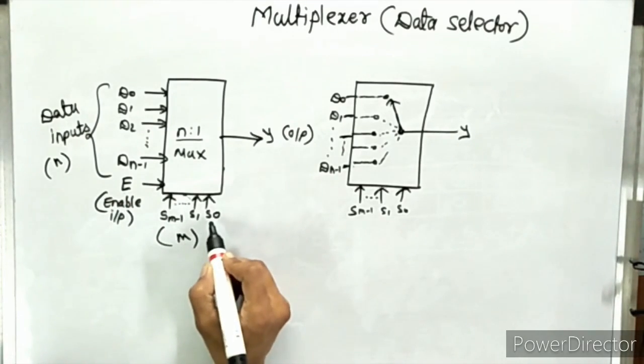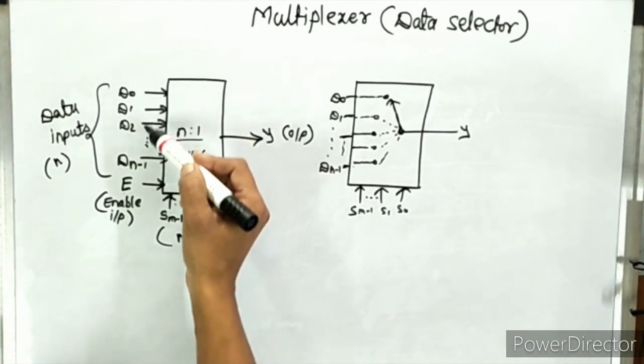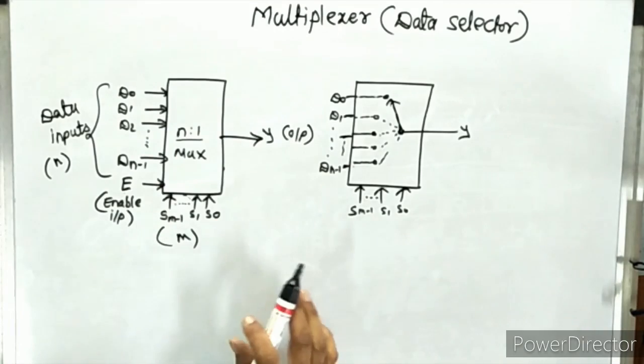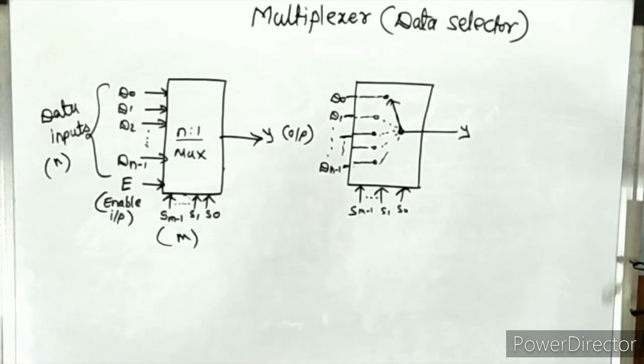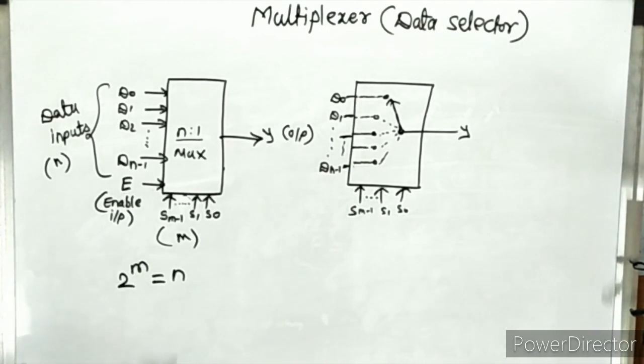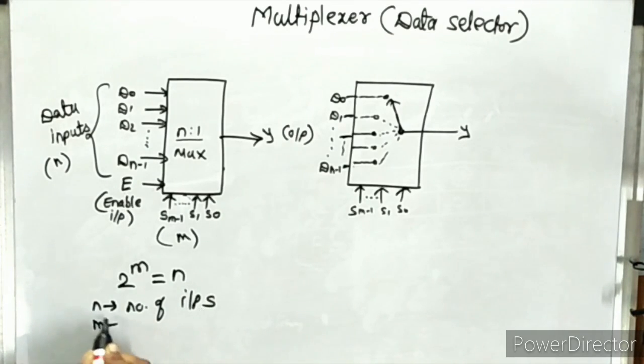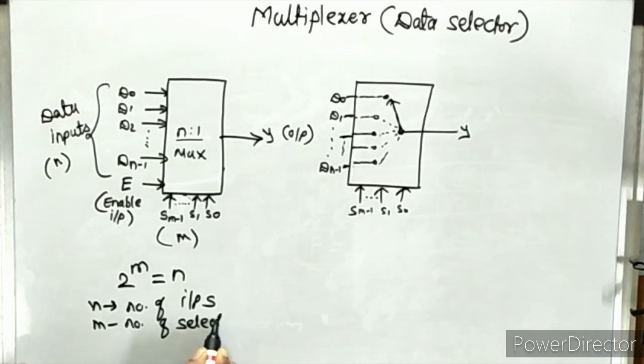These select lines are used to select one input out of these n inputs. So how can we decide the number of select lines for a particular number of input lines? It is given by the equation 2 raised to m equals n. n is the number of inputs, and m is the number of select lines.